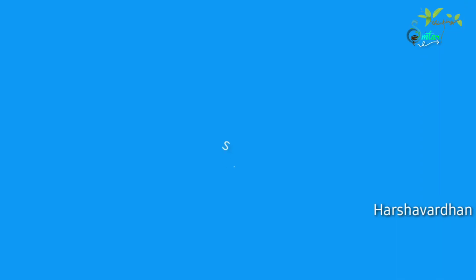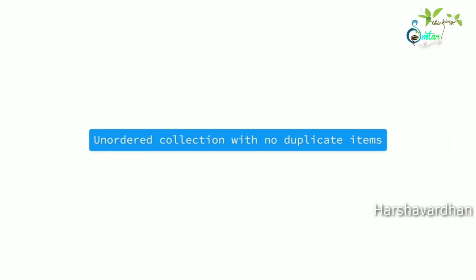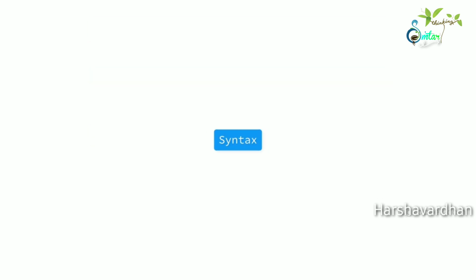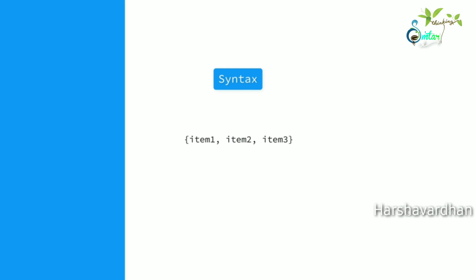A Python set can be defined as an unordered collection of items with no duplicates. To create a set, just write the items separated by commas within curly braces. Let us see an example. We are going to create a set named data with items 10, 100, 200 and lastly 10.